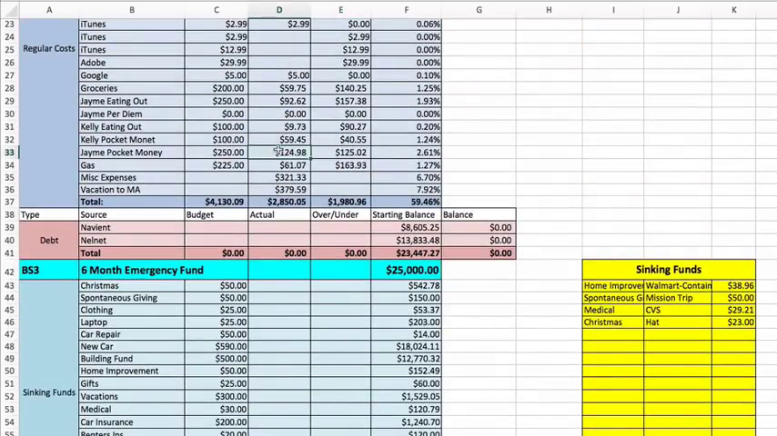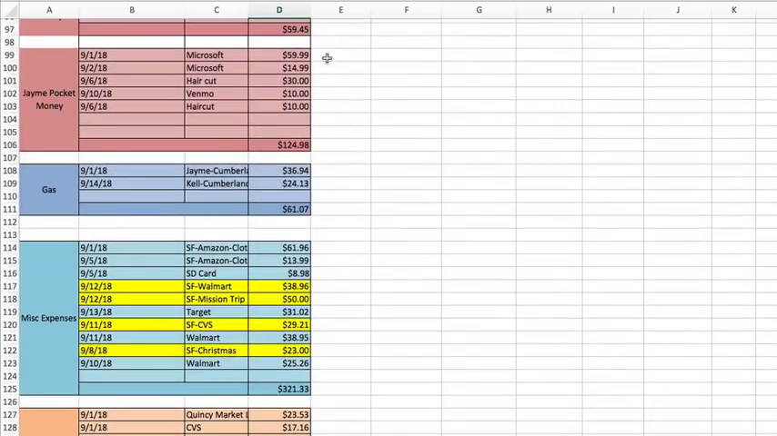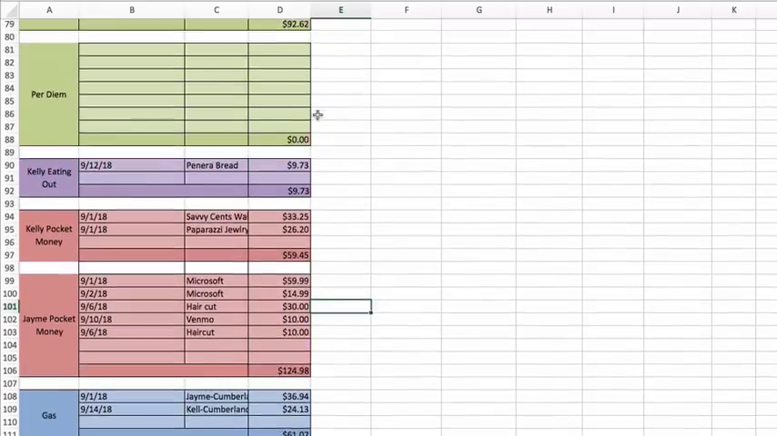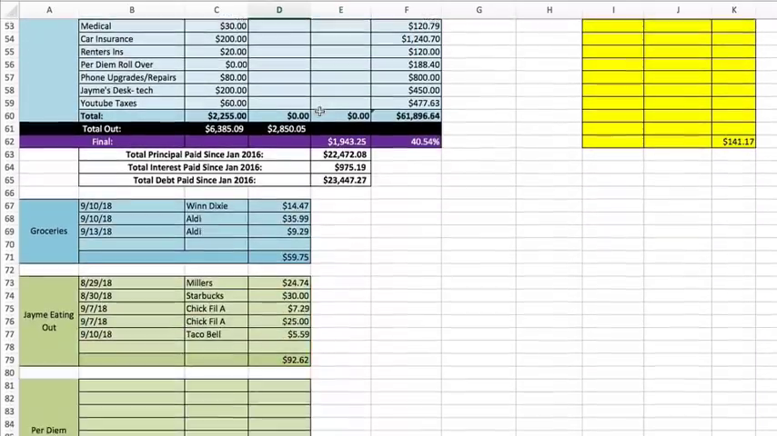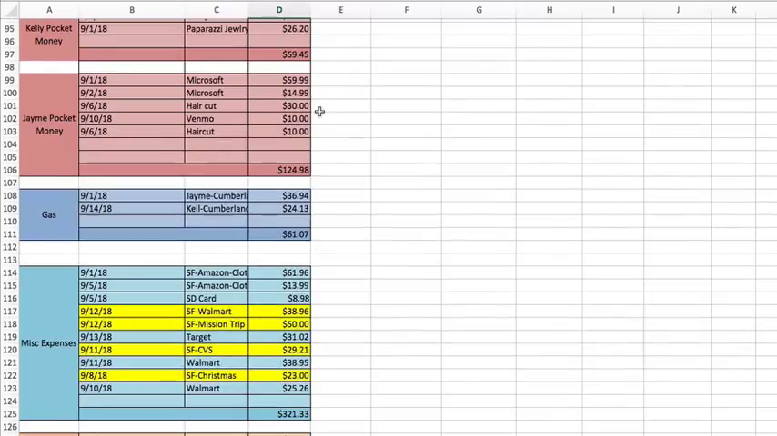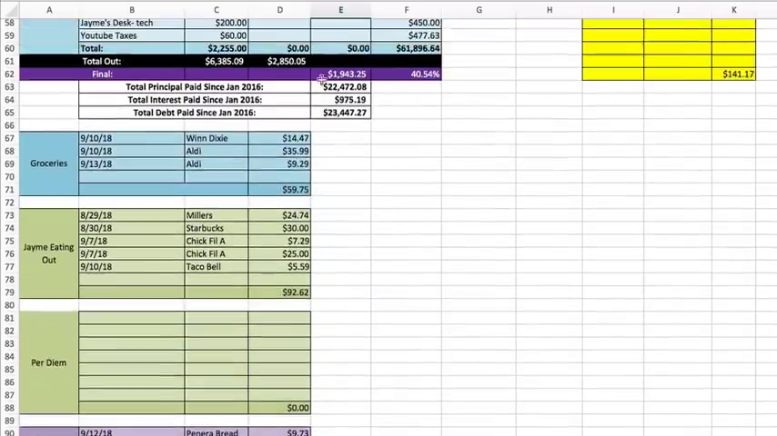Next is Jamie pocket money. He did some stuff with Microsoft, a haircut, Venmo, and another haircut. Oh, haircut is in here twice. All right, we're going to have to fix that. Let's see what else. Gas, $61.07. This was just two fill-ups. Jamie did a fill-up and I did a fill-up as well at Cumberland Farms.